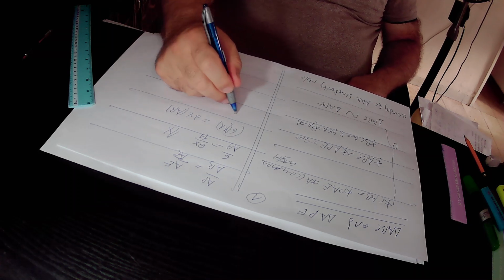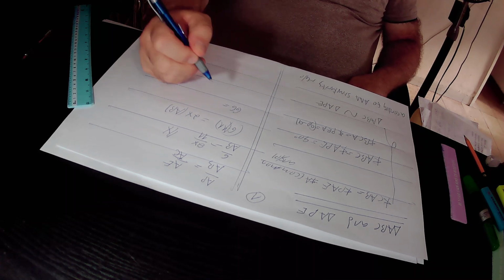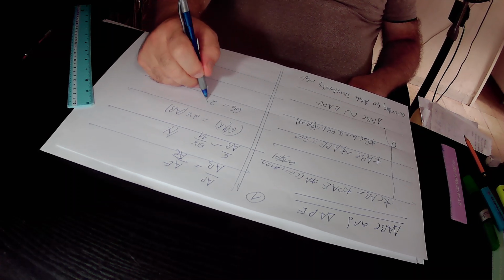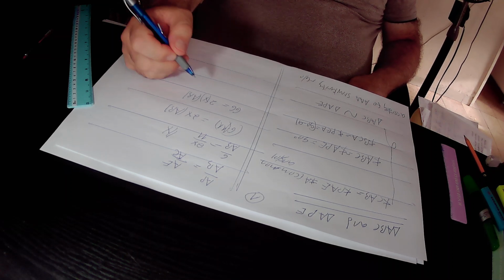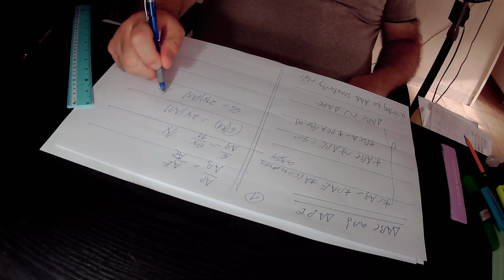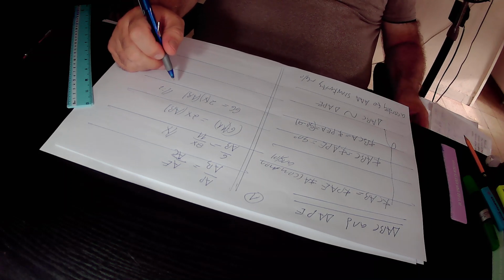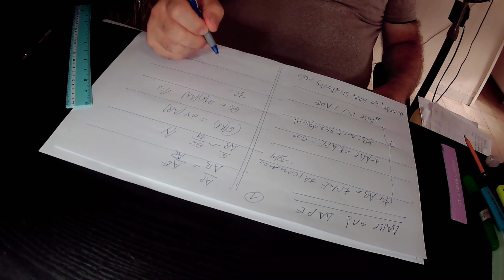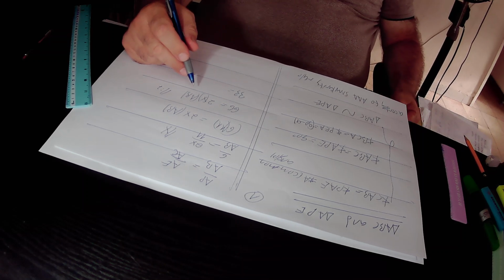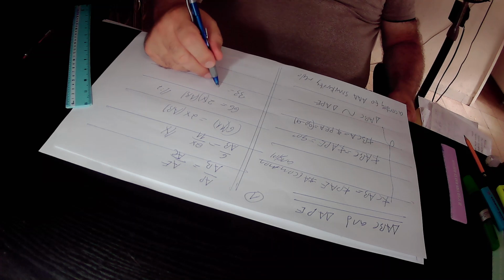6 times 11 is 66, so 66 equals 2x times AB. Here we divide this equation by 2, and finally we get that 66 over 2 is 33, and 2x over 2 is x. So in total this expression equals x times AB.